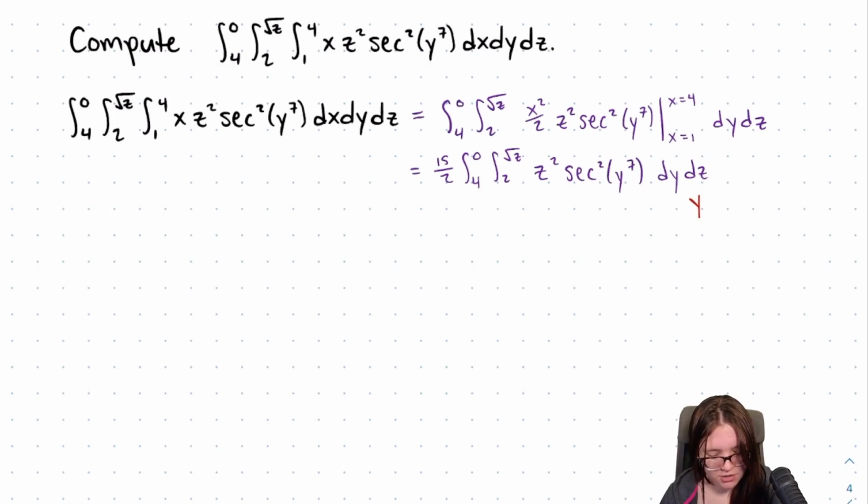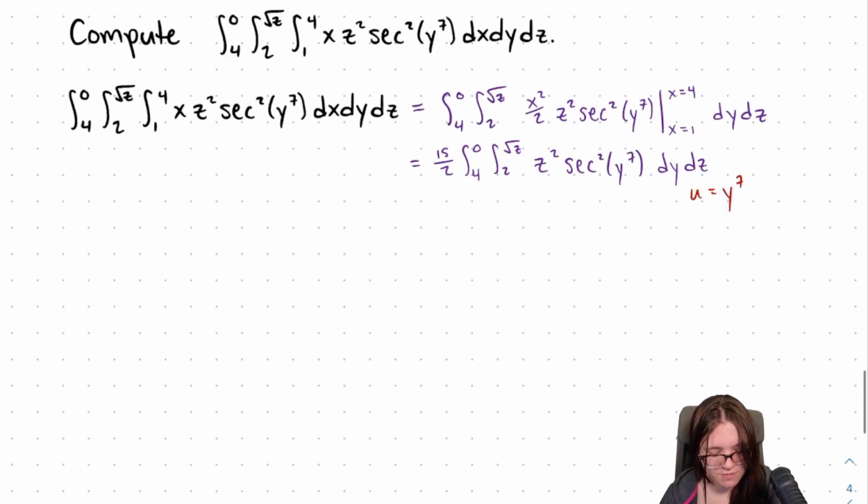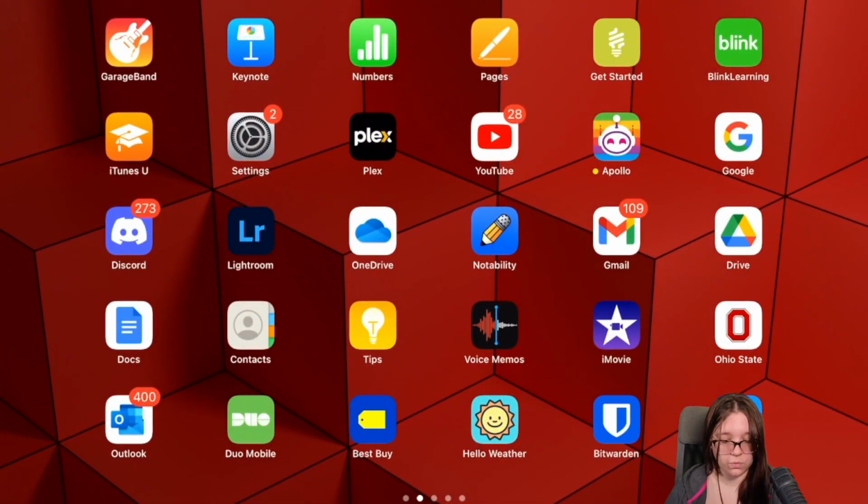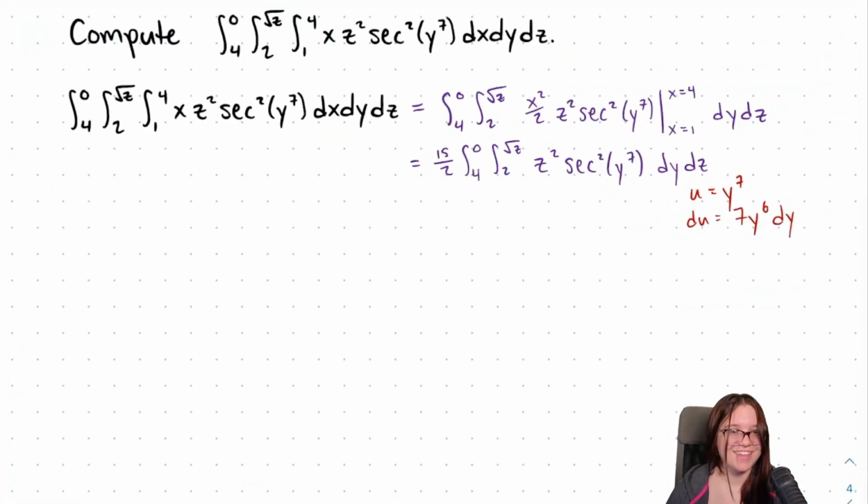try a thicker pen, u equals y to the 7th will give me that du is 7y to the 6th dy. And the 7's easy to deal with, but we don't have a y to the 6th to cancel out with. So we'll end up with an integral in terms of y and u, and that isn't really something that we know how to work with. So we're not going to do that.